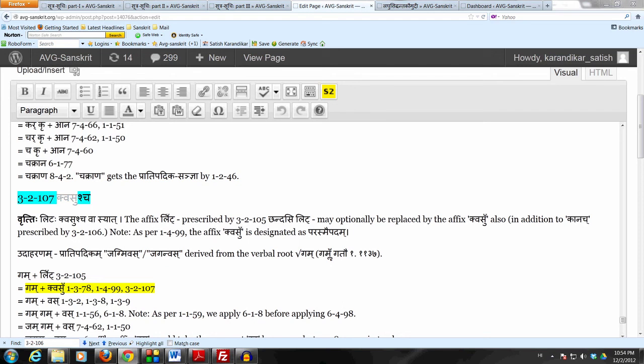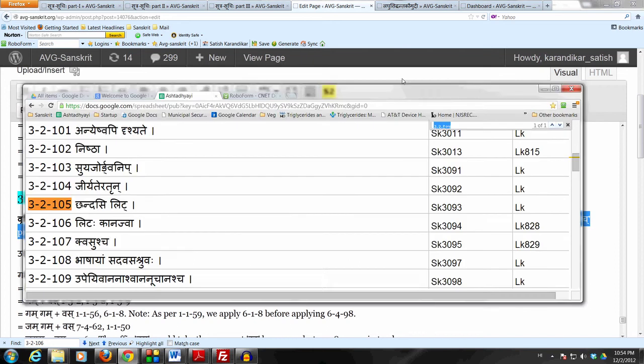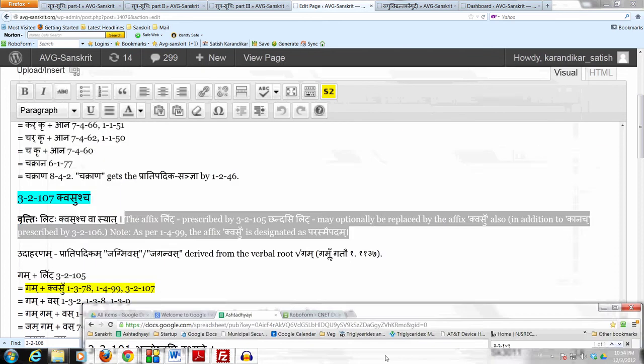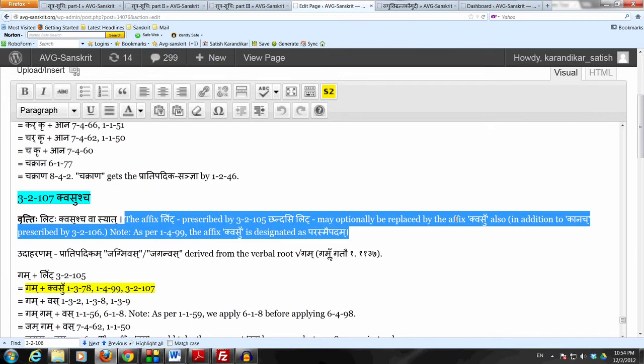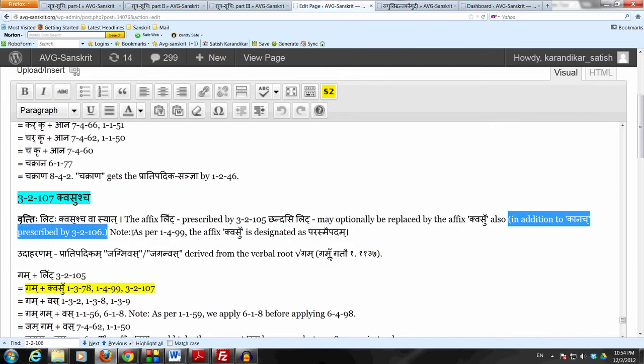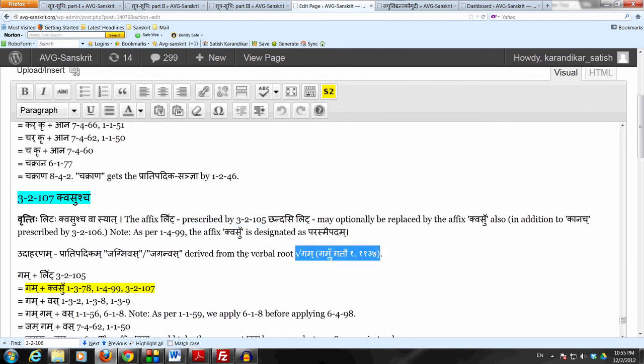It says the affix lit prescribed by Chandasi lit 3.2.105, and not by 3.2.115 Paroksha lit, but by 3.2.105 Chandasi lit, may optionally be replaced by the affix kwasu also, means in addition to kanach, which was prescribed by the prior sutram 3.2.106. And as per 1.4.99, kwasu is designated Parasyapadam. Let's look at this example here. Consider this verbal root gam, gamlurgatau, which of course is a prasiddha dhatu. We know this dhatu very well. Let's see if we can derive this pratipadikam jagmivas or jaganvas by adding this affix kwasu.